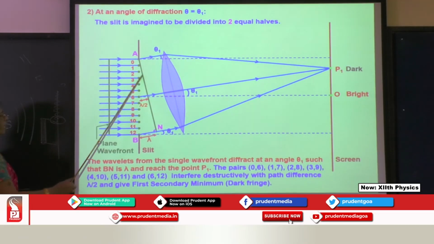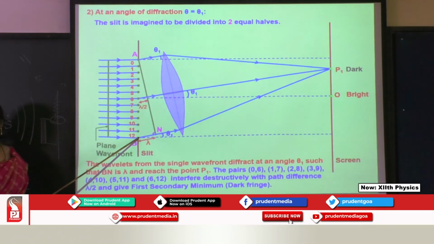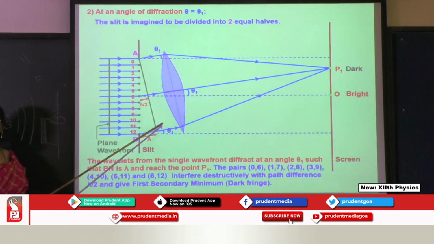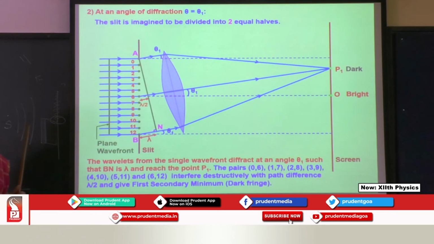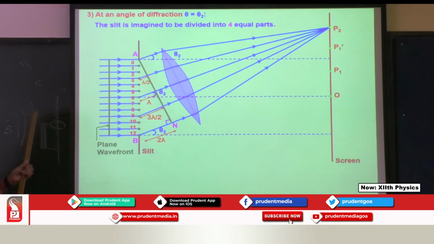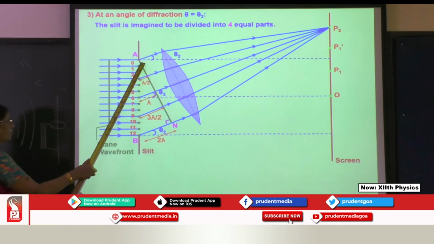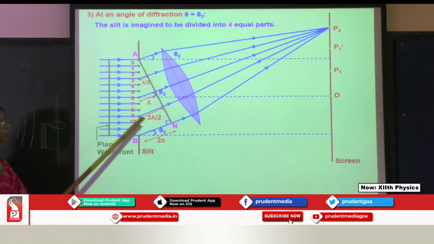So here it makes an angle theta. Therefore Bn is said to be the path difference, which is equal to lambda by 2 plus lambda by 2, which is equal to lambda, and that produces the dark fringe. Now when it is theta 2, I have divided it into 4 parts, each lambda by 2 apart: lambda by 2, lambda, 3 lambda by 2, 2 lambda.